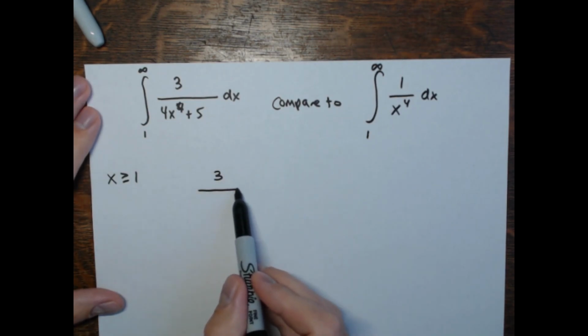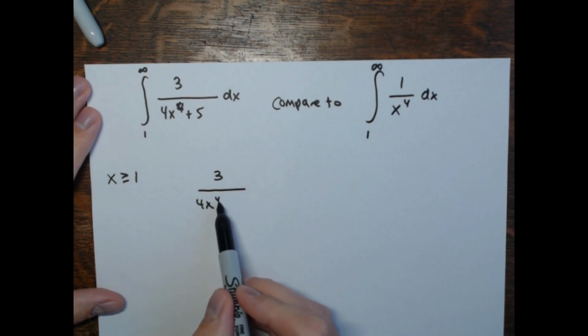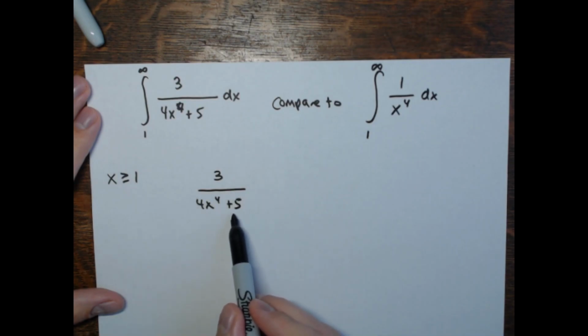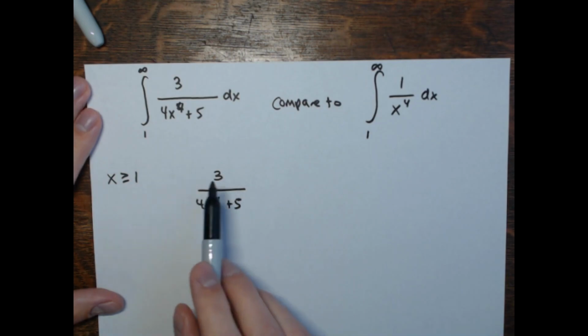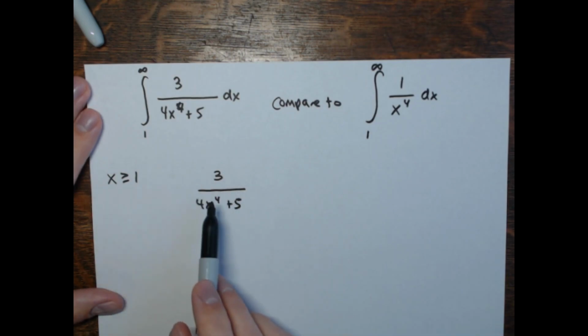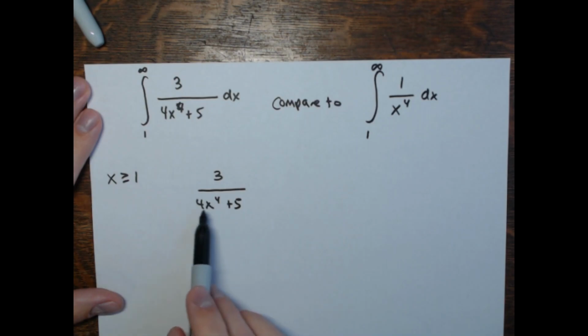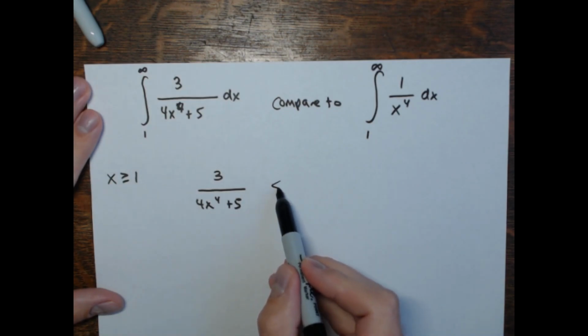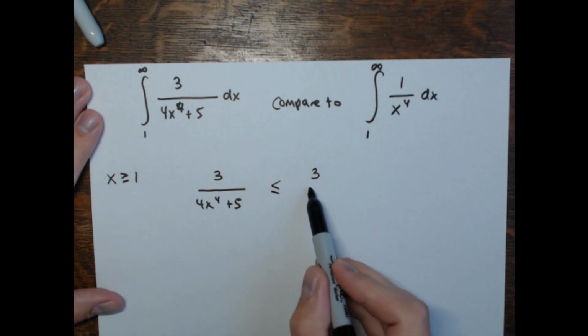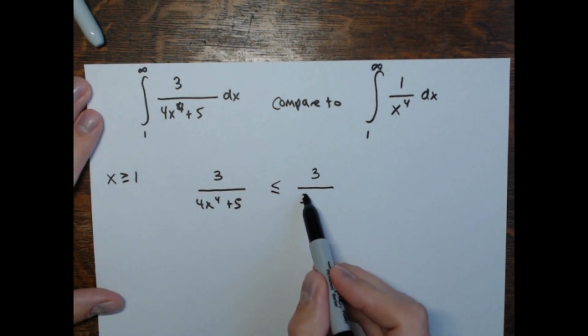So the original, 3 over 4x to the fourth plus 5, this 5 is positive, right? If I get rid of that, that'll make the denominator smaller. Everything's positive, actually, because you've got positive numbers raised to positive powers. This is all positive. When I get rid of the 5 in the denominator, that'll make the denominator smaller. Now, if you make the denominator smaller, you actually make the number bigger. So this will be less than or equal to 3 over 4x to the fourth.